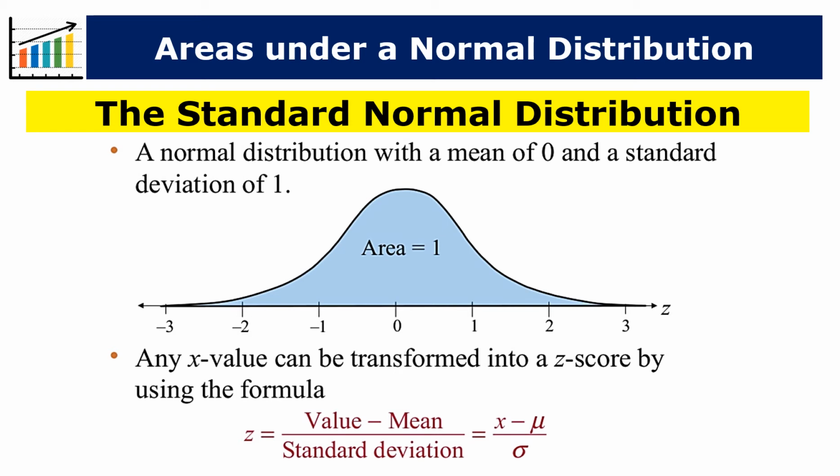Now, last time we talked about standard normal distribution. So when we talk about standard normal distribution, the mean is equal to 0 and the standard deviation is 1. So this is the graph of the standard normal distribution. Any x value can be transformed into a z-score by using the formula z is equal to value minus mean all over standard deviation. So there are cases in which a normal distribution can be transformed into a standard normal distribution.